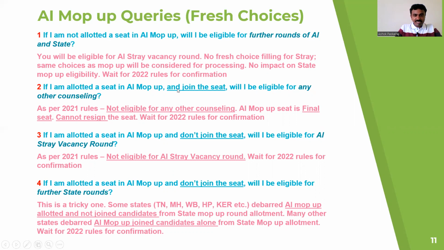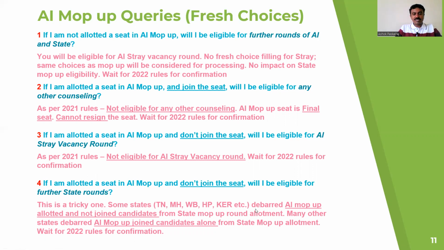Whether you join the seat, like in scenario 2, or you don't join the seat in scenario 3, it doesn't matter. As per rules, once you are allotted a seat in All India Mop-up, that is the end of All India counseling. You can either join the seat or not join the seat. That doesn't matter. You will not be eligible for stray vacancy round.